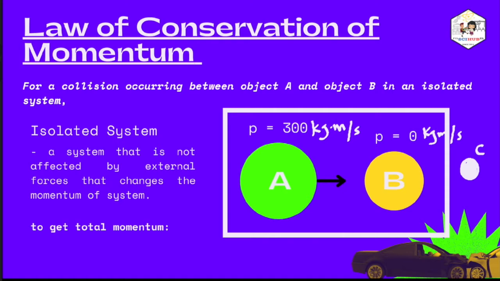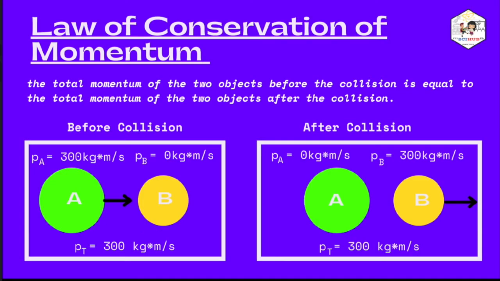inside this system. And how do we get the total momentum in a system? We simply add the momentum of each object. So we have this formula: P total is equal to the momentum of A plus the momentum of B. Now, this is for this exact system and scenario. However, if we have a larger system and additional objects to consider, we will also have to include their corresponding momentum.